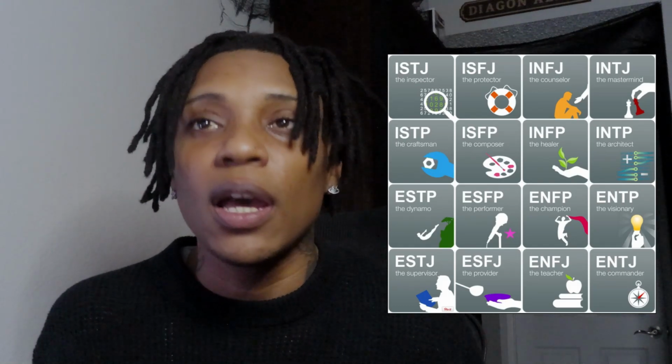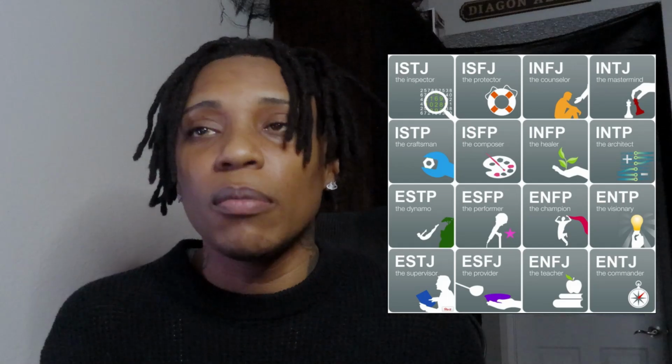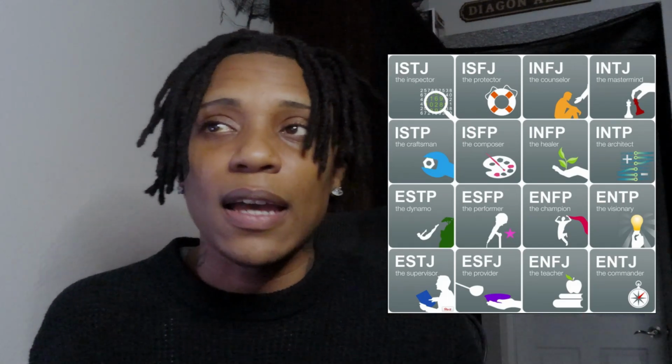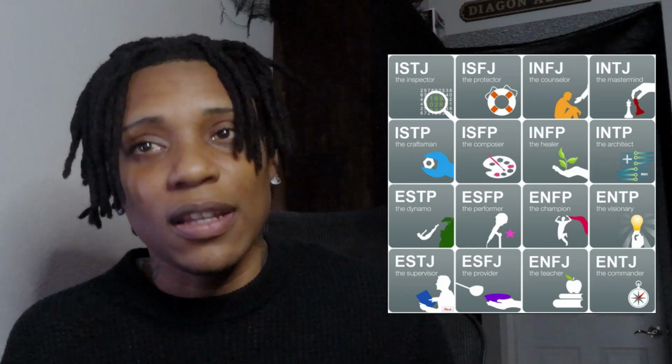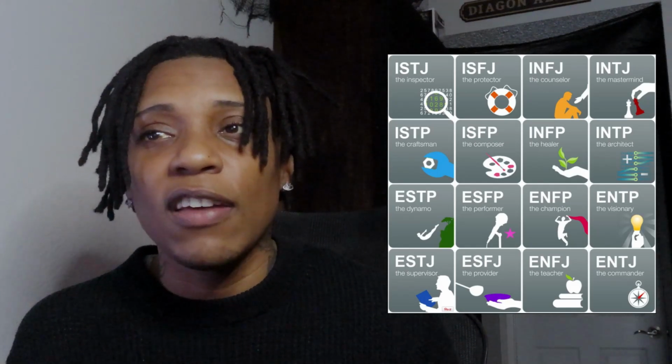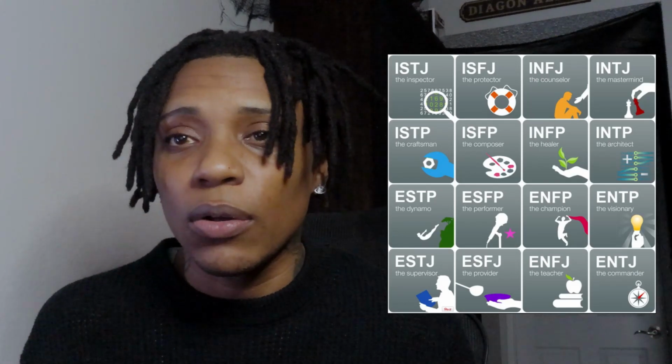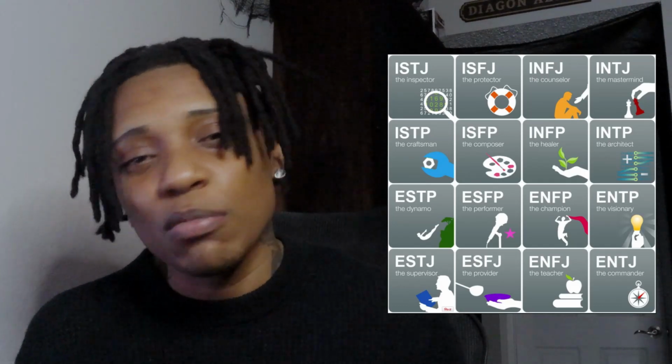Cheers. So here's another picture I pulled off of the internet, and there are different versions or different ways to describe these personality types. So ISTJ would be the inspector, ISFJ protector, INFJ the counselor, INTJ the mastermind, ISTP the craftsman, ISFP the composer, INFP the healer, INTP the architect, ESTP the dynamo, ESFP the performer, ENFP the champion, ENTP the visionary, ESTJ the supervisor, ESFJ the provider, ENFJ the teacher, and last but not least, ENTJ the commander. So let's get into the benefits of what the MBTI has in store.